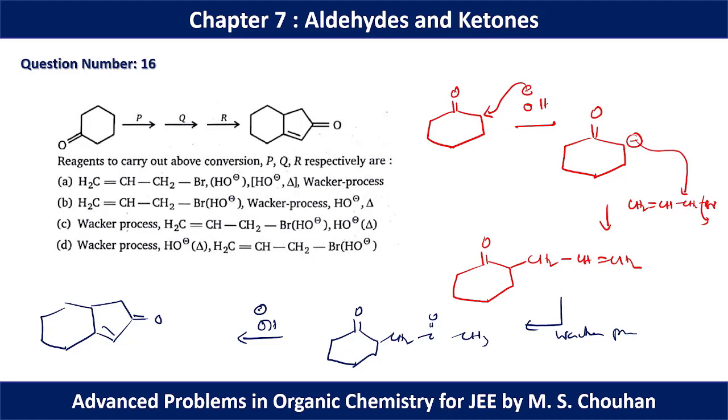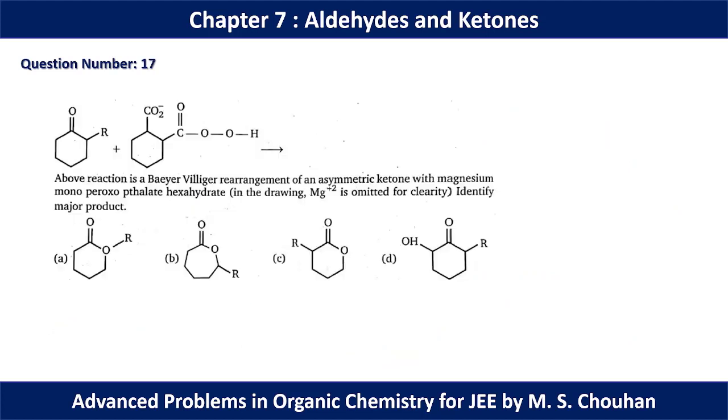So for question number 16, the correct option should be option B, where we have initially an acid base reaction followed by a substitution reaction, the Wacker process, and the aldol reaction. So for question number 16, option B should be the correct option.